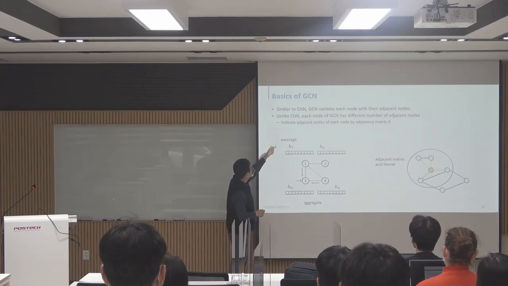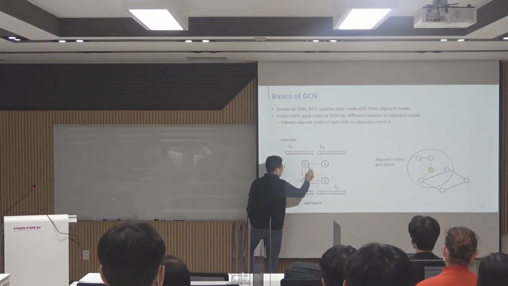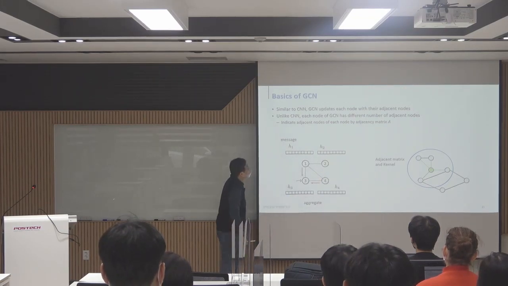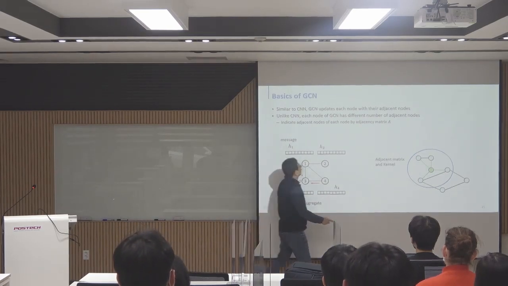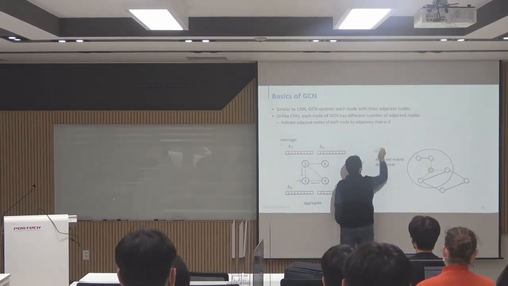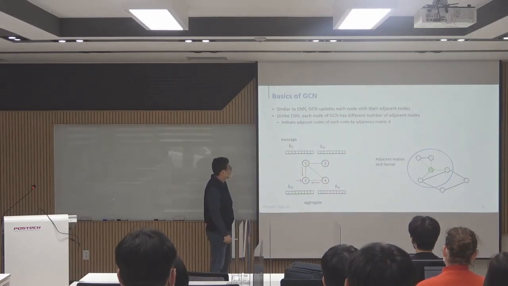Unlike CNNs, each node of a GCN has a different number of adjacent nodes. So this node has different adjacencies and that node has different adjacencies. Also, this information is located and can be found in the adjacent matrix A.